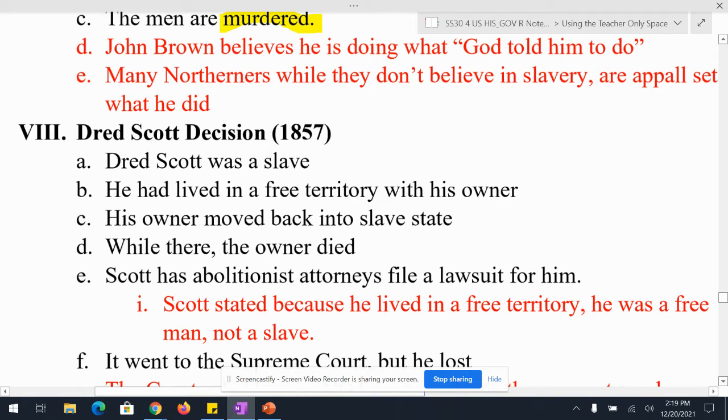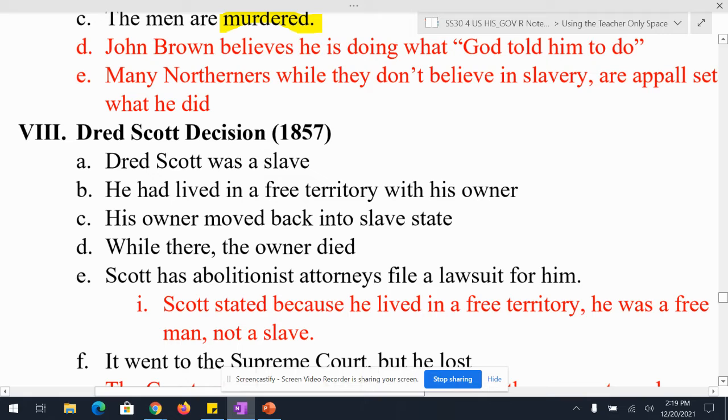Dred Scott will be a slave. Dred Scott's owner will end up moving to a free territory. So it's a territory, it's not a state yet, but it's a territory in the Midwest where slavery is not allowed. However, it's pretty hard for a slave just to leave on their own, but he was living in a free territory. Dred Scott ended up moving back to a slave state with his owner. And then while he moved back, the owner died.